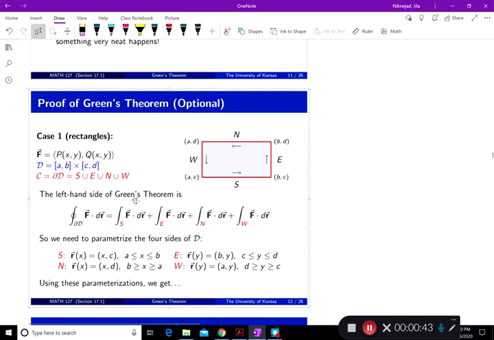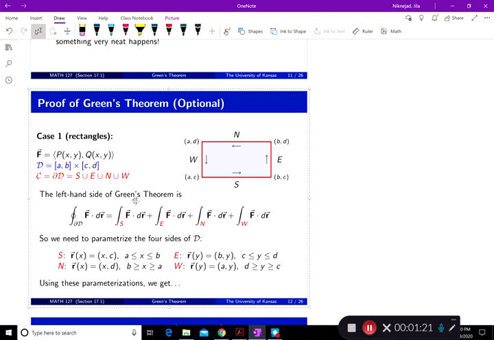The same thing that we did with Riemann sums, and similar things that we did with Riemann sums, happens with those rectilinear regions. Now, we start with case one, rectangles. Let's say F is P, the x component, and Q, the y component, and the region is [a,b] times [c,d]. There are four lines that make the boundary: S, E, N, and W.